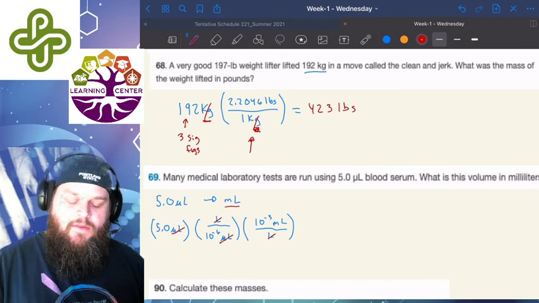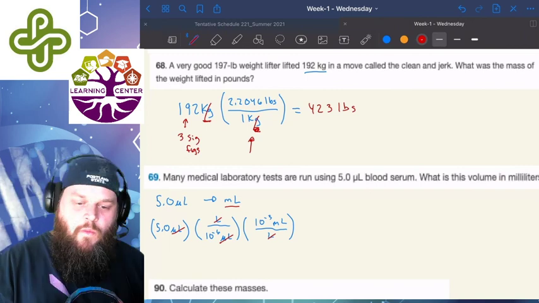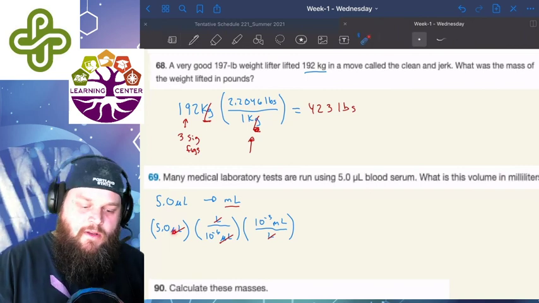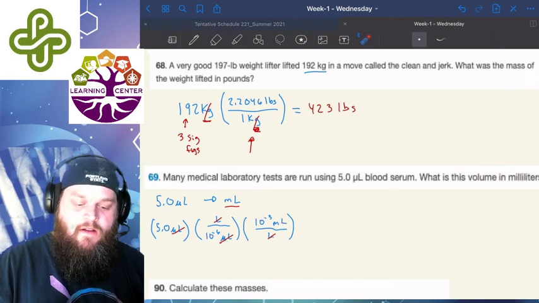So anytime you're doing this, when you write that ratio, you want the units you have to be on the denominator of what you're converting. The units you want to be at the numerator. And here I had to do it twice. So first I converted to liters, and then I converted from liters to milliliters.